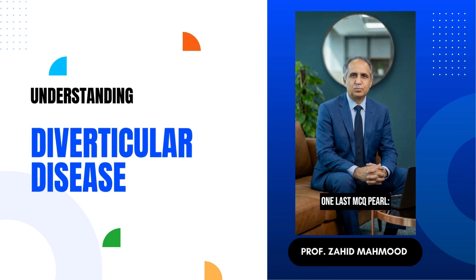One last MCQ pearl. If your patient complains of pneumaturia or fecaluria, they have a colovesical fistula. The treatment? Resect the sigmoid and interpose an omental pedicle between the bowel and bladder.